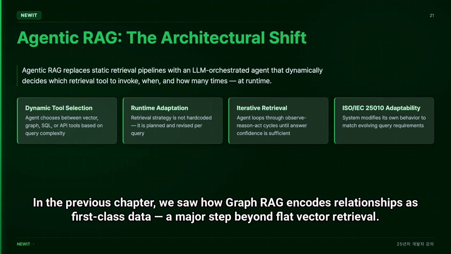In the previous chapter, we saw how graph RAG encodes relationships as first-class data, a major step beyond flat vector retrieval.